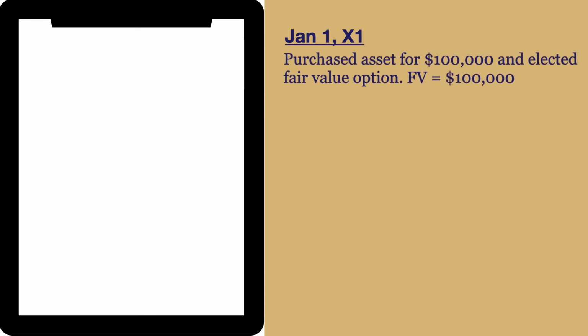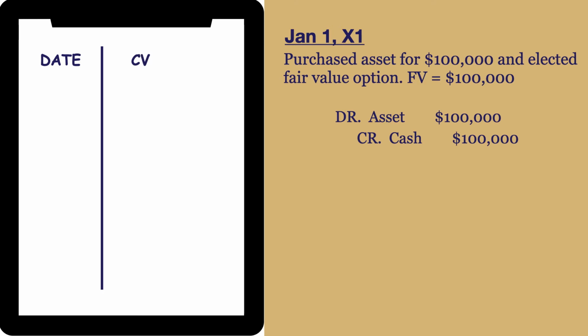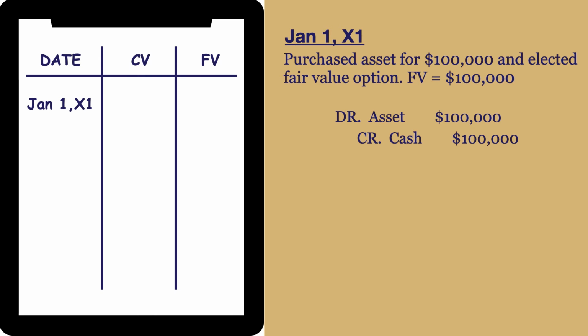Now let's say on January 1, year 1, we purchased an asset for $100,000 and elected the fair value option. Well, that seems pretty straightforward. We will debit the asset and credit cash for $100,000. Now let's keep track of these values in our little notepad on the left. Let's do a column for date, one for carrying value, and one for fair value. So we know that on January 1, year 1, we have a carrying value, or the book value, of 100 and a fair value of 100, which is given to us.